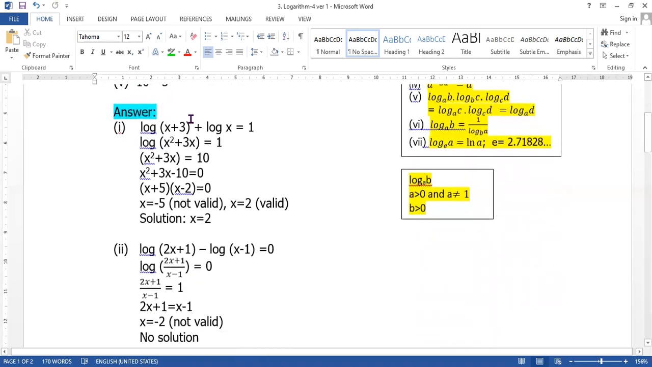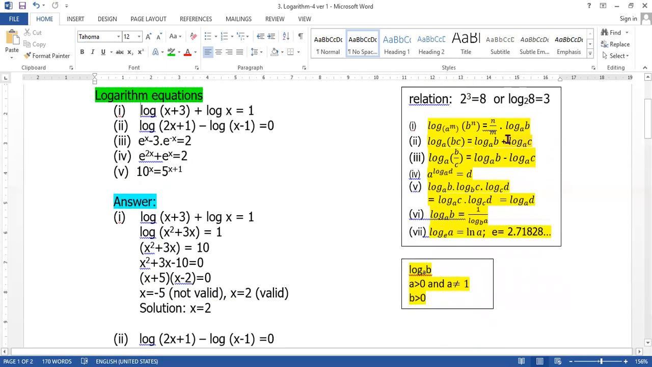Okay, example. Logarithm x plus 3 plus logarithm x equals 1. Let's see formula 2. We can join this by multiplication. So with formula 2, we join x plus 3 and x by multiplication. We multiply x plus 3 with x, and we get x squared plus 3x equals 1.